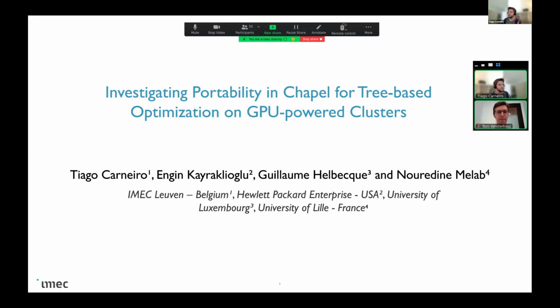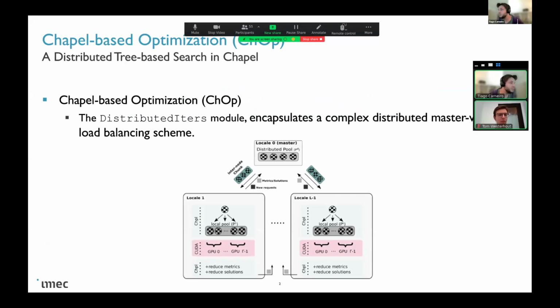Good morning, everyone. I'm here to present an investigation of portability in Chapel for tree-based search optimization on GPU-powered clusters. My name is Tiago Carneiro. I'm a researcher at IMEC Leuven. All the authors are Engin Kayraklioglu from HPE, Guillaume Helbecque, University of Luxembourg, and Professor Melab, University of Lille. As my time is short, let's go straight to the point.